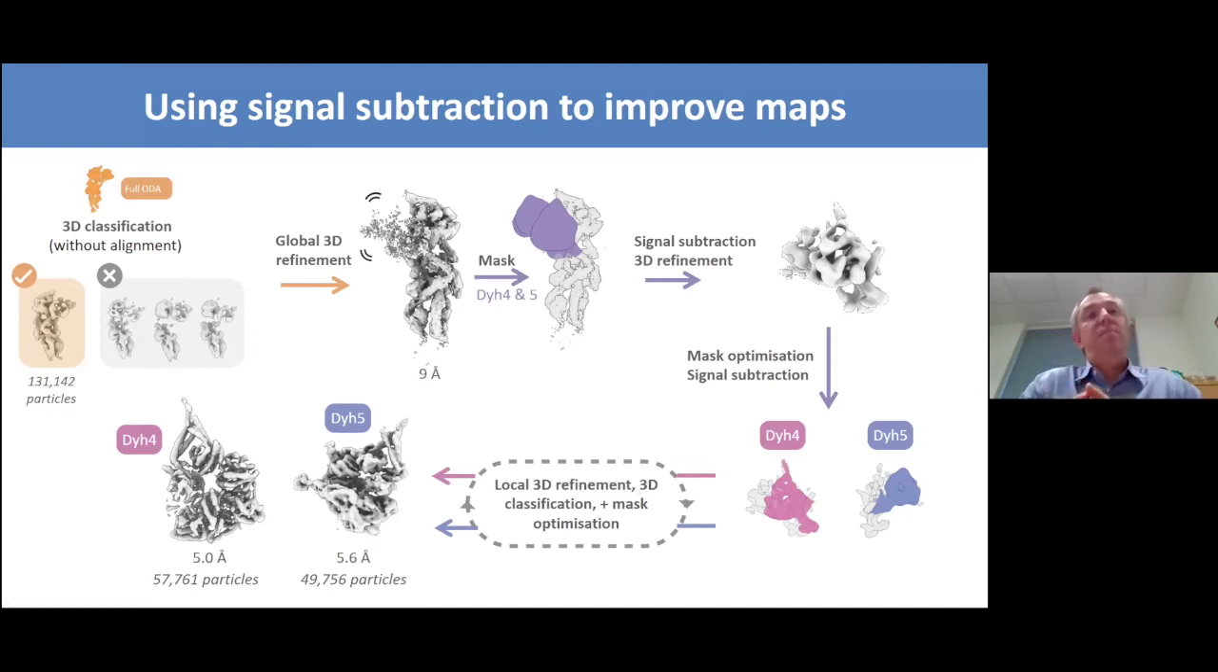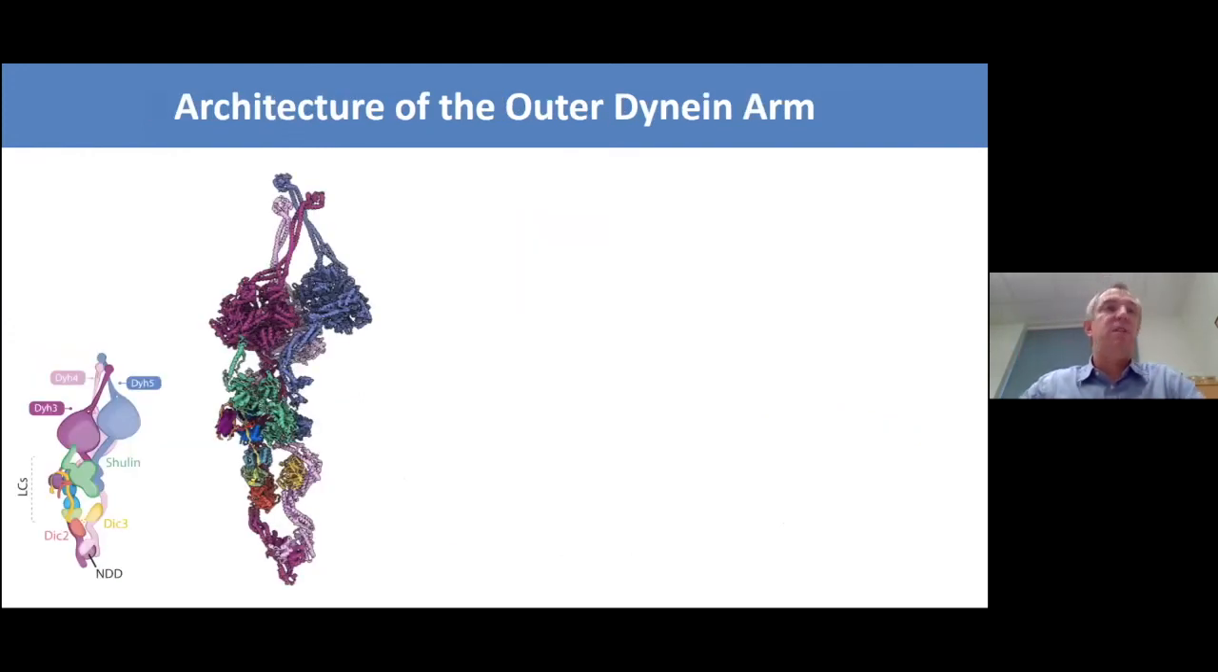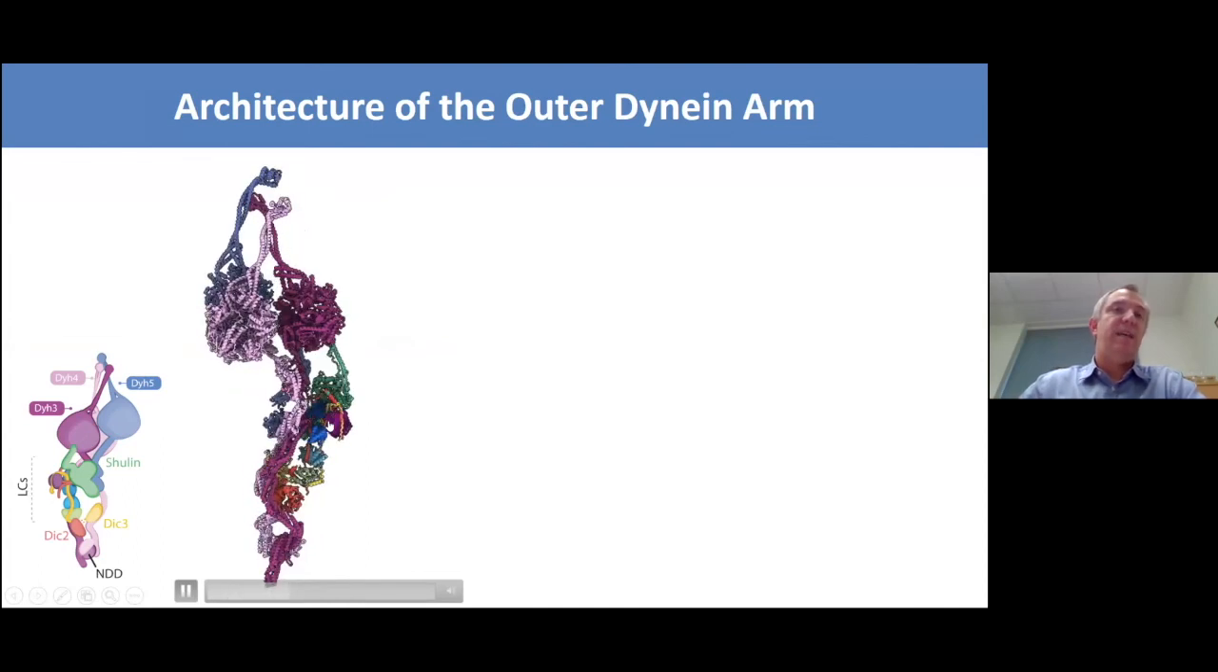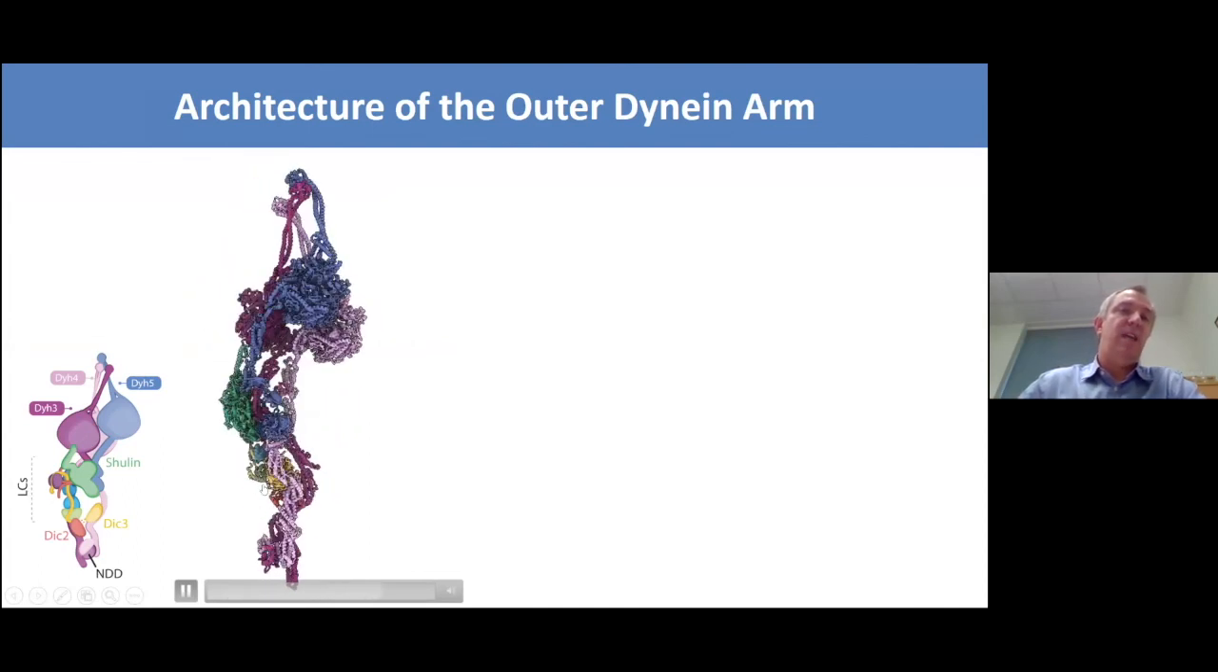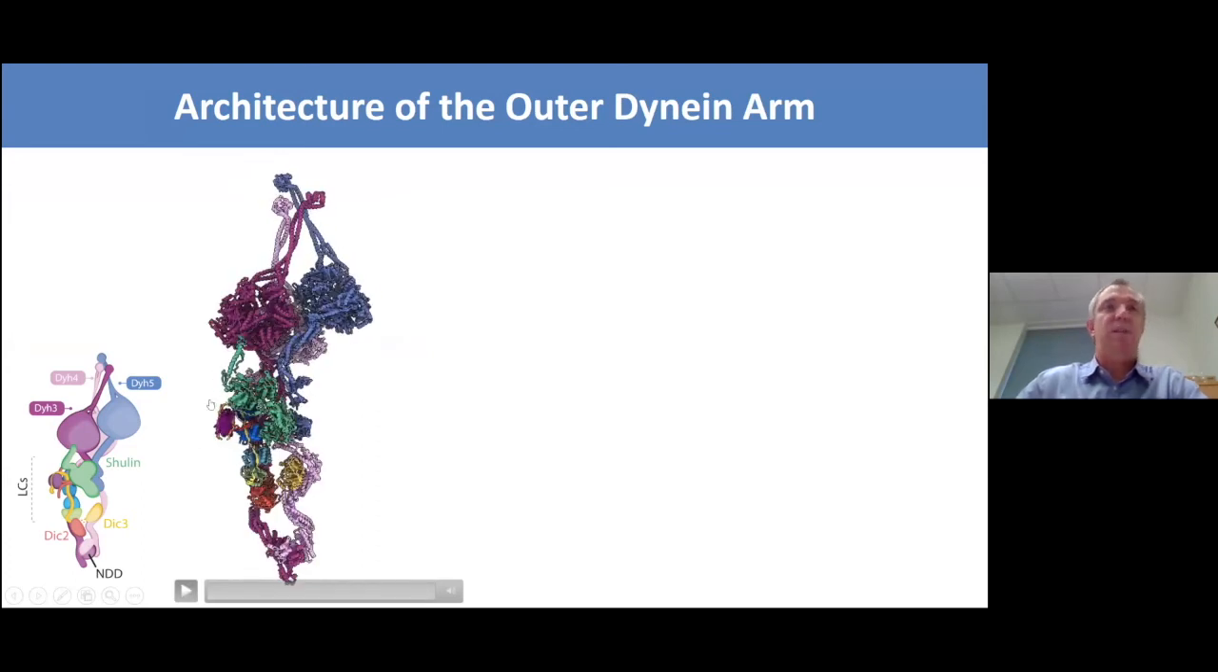Okay, so the result of this work was a map that was made up of lots of different parts, where we have structural information where we can build and assign chains in some parts, and in other parts we're really having to rely on homology models based on other known Dynein structures. But the resulting structure is shown here. This is the outer Dynein arm. You can see the three different heavy chains, which we call DYH3, 4, and 5, here in pink, dark pink, and blue. And if I play the movie, you can see the Shulin in green down here, all of the intermediate chains in yellow and red, and then the different light chain towers up here.